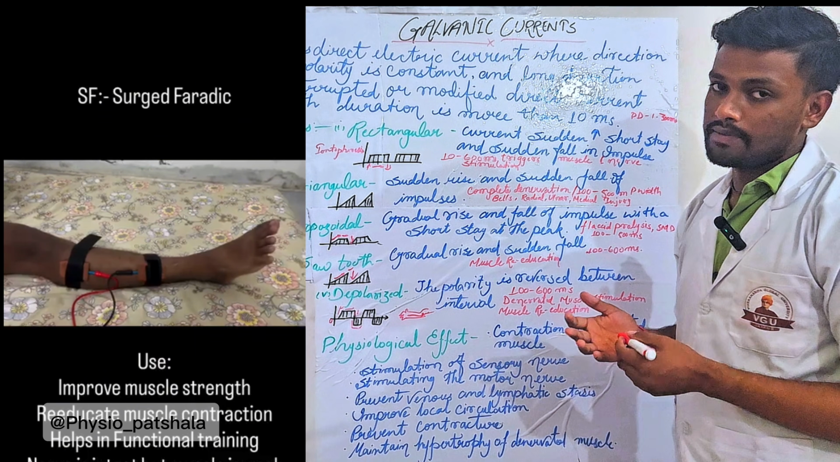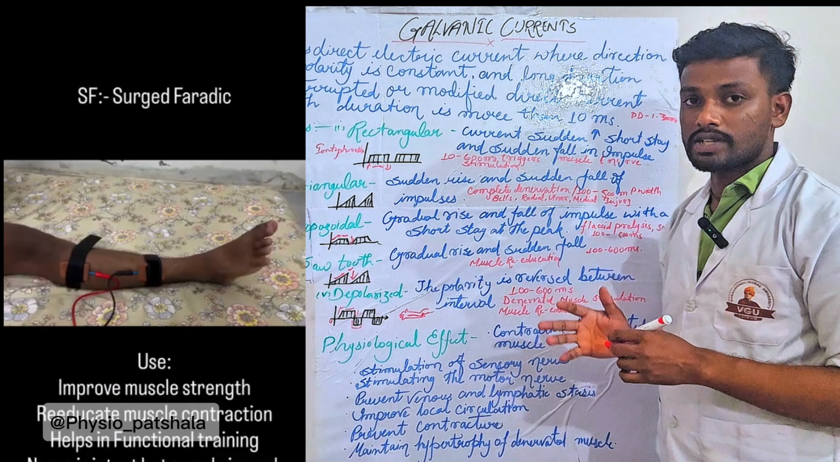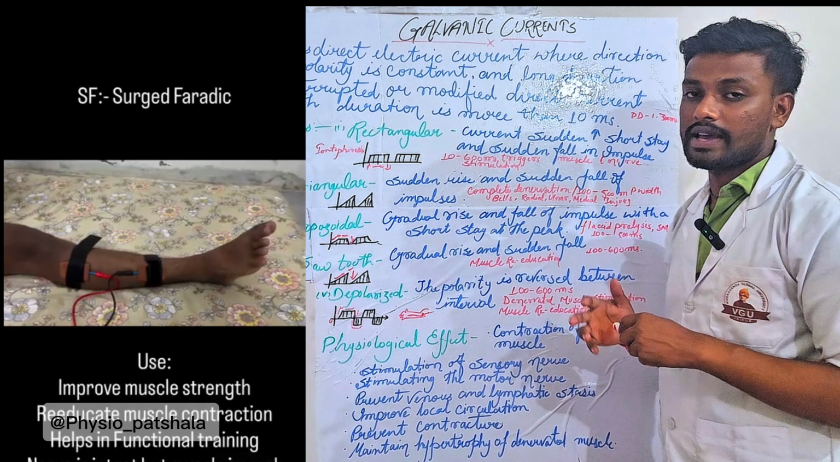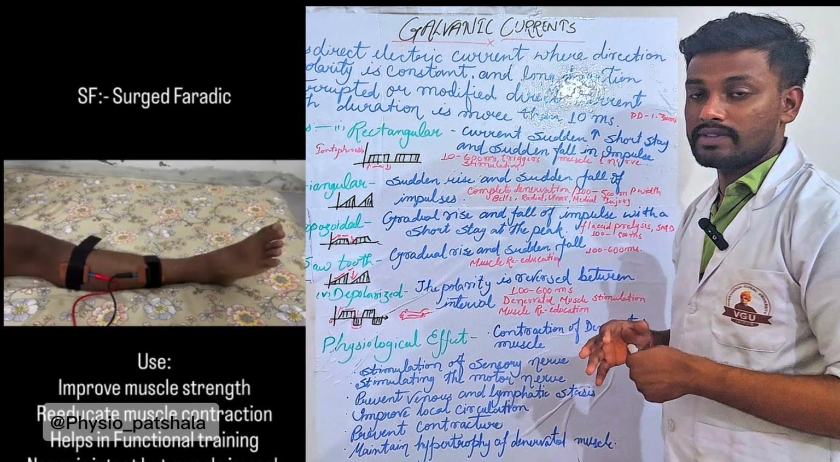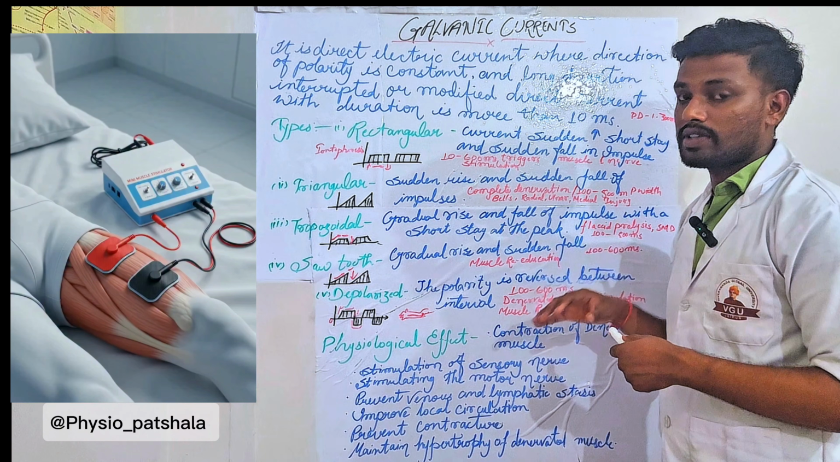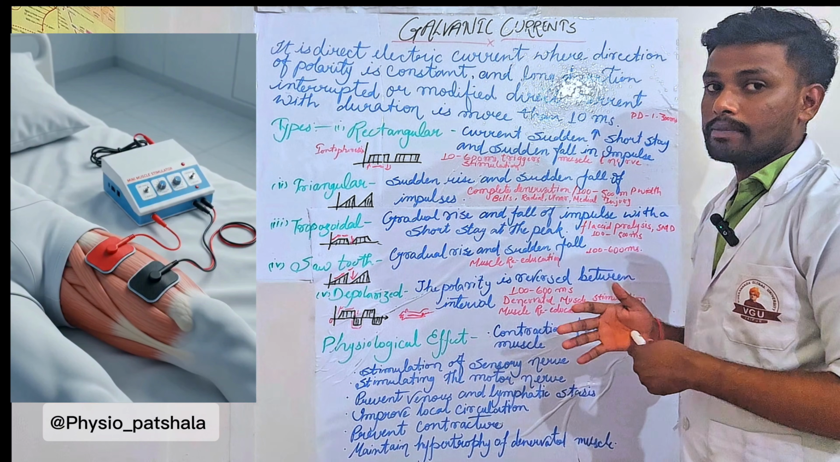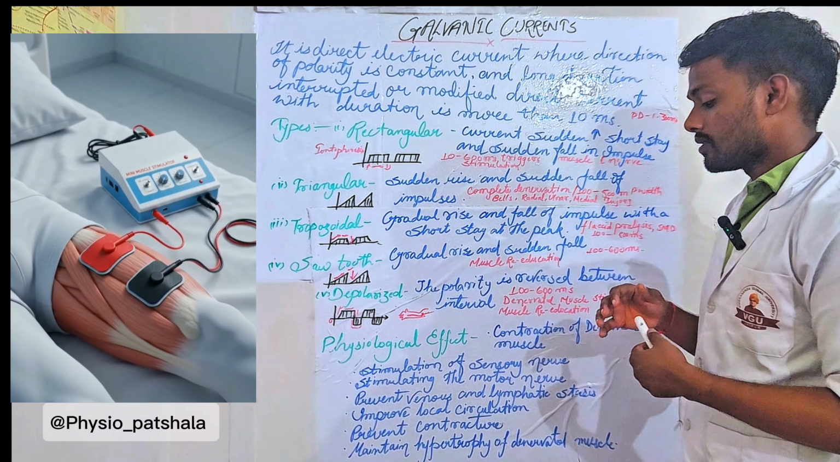Stimulating the motor nerve: you have to know that the denervated nerve has been cut. At that time, we use the galvanic current to facilitate the movement, stimulating the motor nerve fibers, to recall their normal movement. At that time it will reactivate the muscle movement.